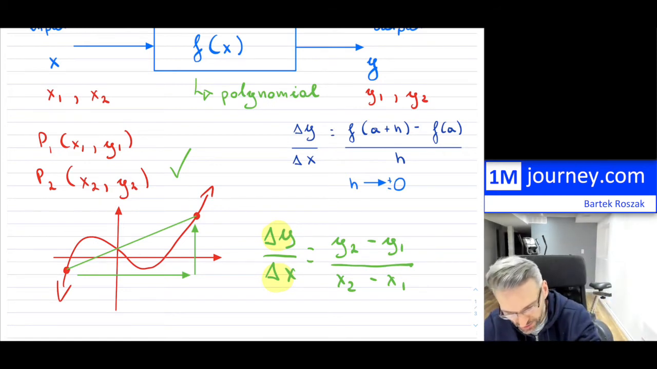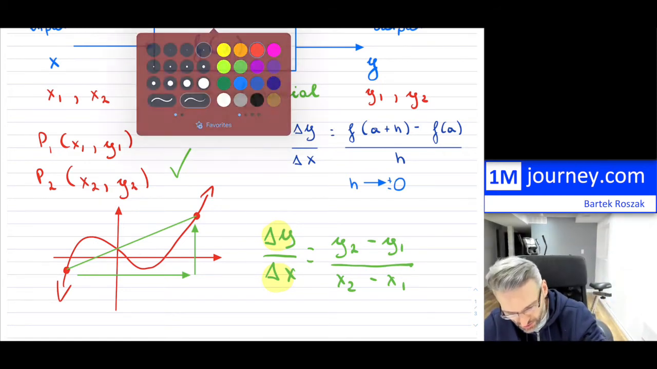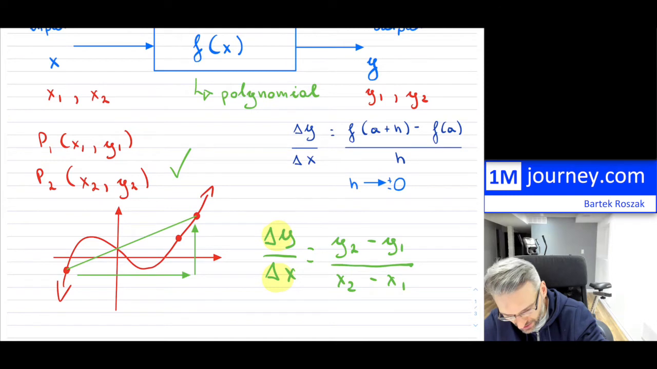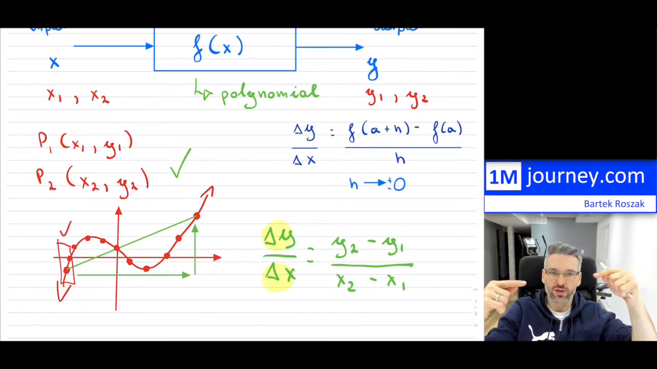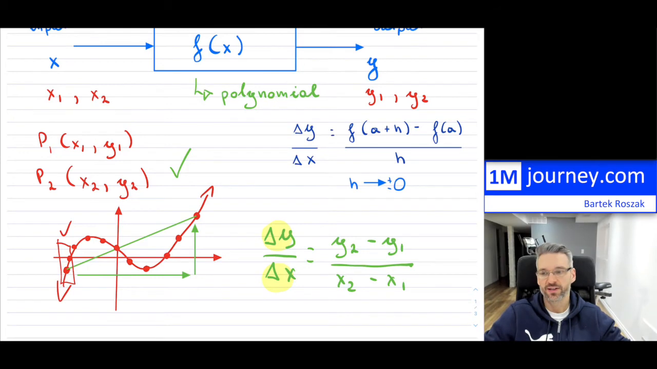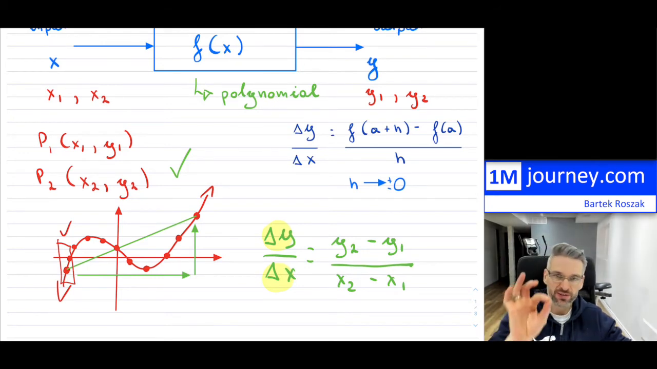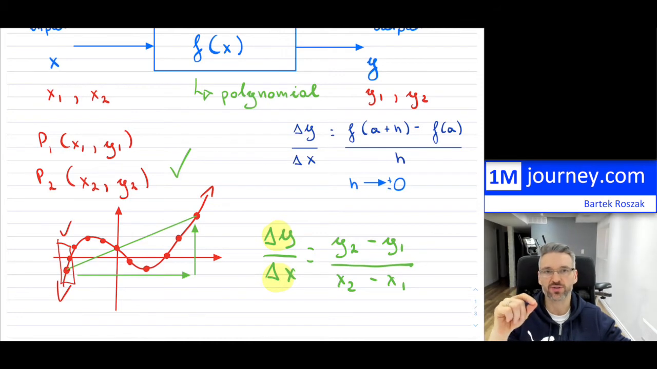If we keep moving x2, shifting it here and then here and here and here, eventually we get as close as possible, so that these two points come closer and closer together. That gives the tangent line at a particular point, which is the rate of change.